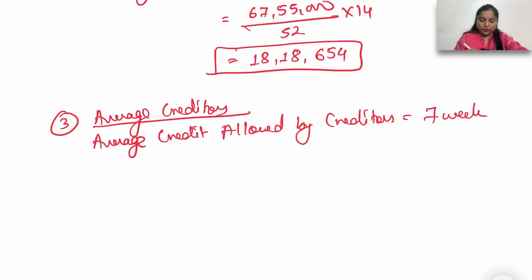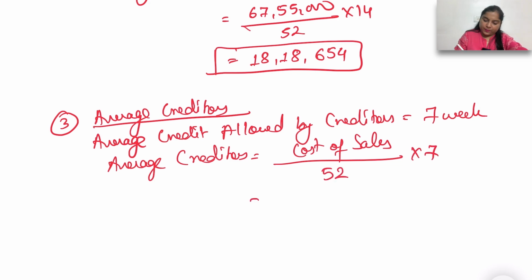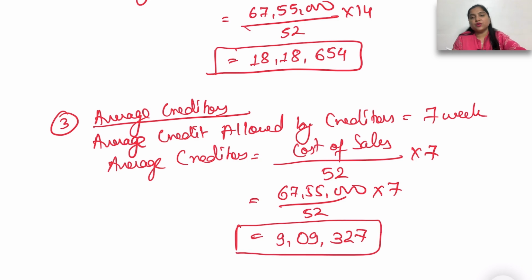Okay, so in the question we don't have any kind of purchase data for average creditors, so we have to assume that cost of sales is your credit purchase. Agree? So we have 67,55,000 by 52 weeks in a year into 7, divided by 52 into 7. So we have 9,09,327. Agree? This will be your average creditor.